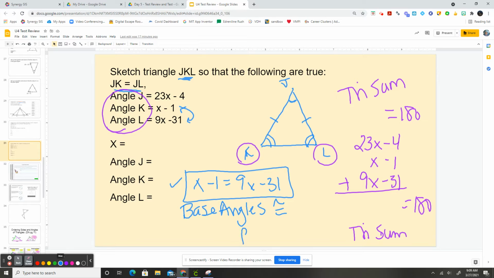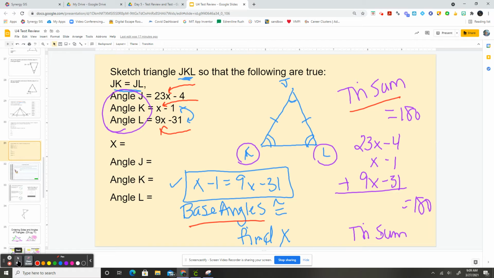Once you find x, then you've got to substitute back in. So once you find x, you've got to substitute it back in here to find j. You've got to substitute x back in here to find k, and you've got to substitute it back in here to find l. So hopefully that helps. There's 2 different options, triangle sum and base angles. All right, that was learning target 3.